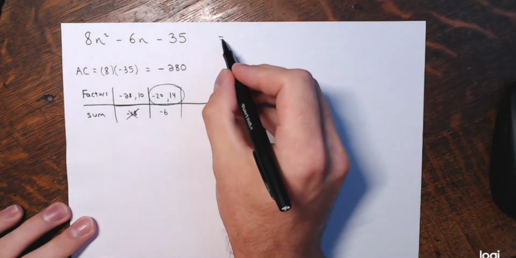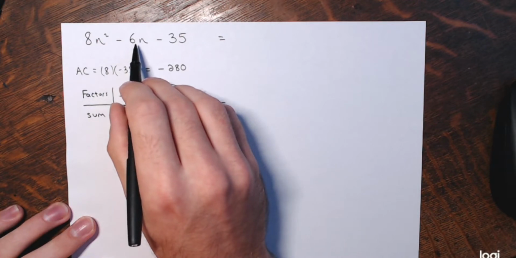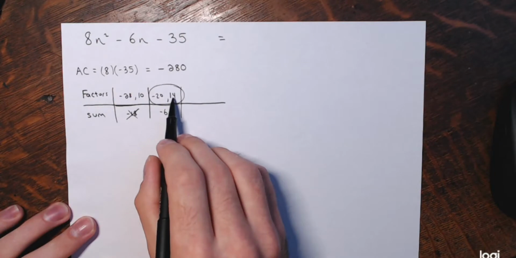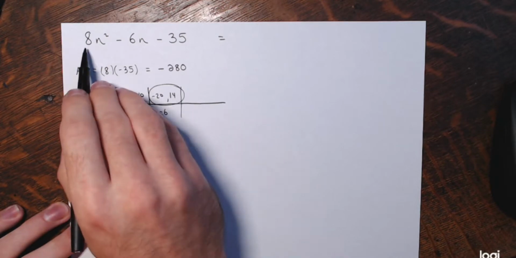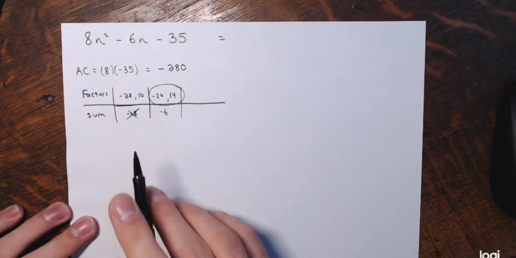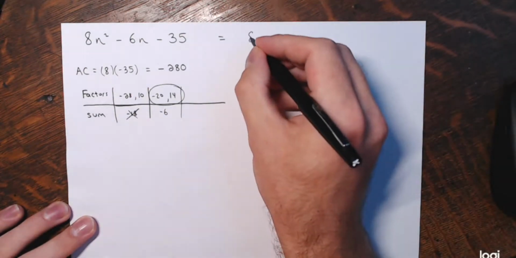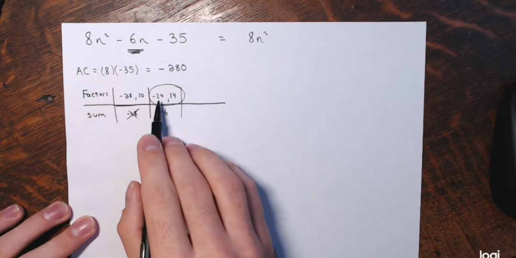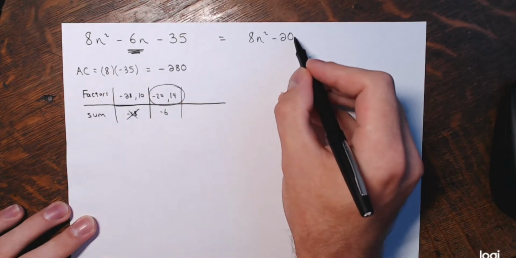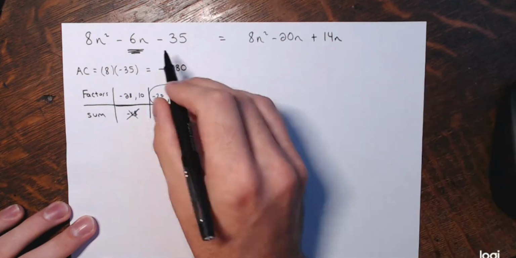So now I'm going to rewrite the expression, where I'm rewriting this negative 6n using minus 20 and positive 14. Now don't just write n minus 20, n plus 14 like I did in the last example. The lead coefficient is not 1, so I can't just say, oh, this is n minus 20 times n plus 14. It's not that simple. I'm going to group, we have 8n squared, then again this minus 6n here, rewriting as minus 20n plus 14n. And then we have the minus 35 still.